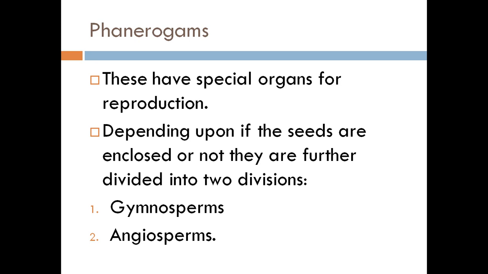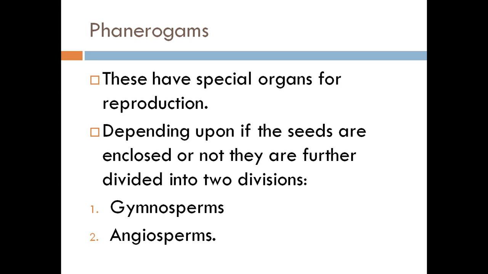Next is Phanerogams. These have special organs for reproduction. Phanerogams is the next division. First was Cryptogams. Second is Phanerogams. These Phanerogams have special organs for reproduction. They are capable of reproducing by using those special organs.